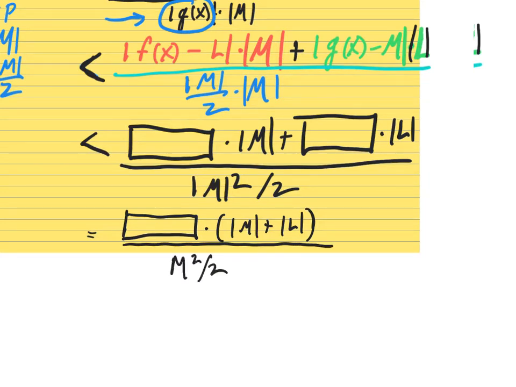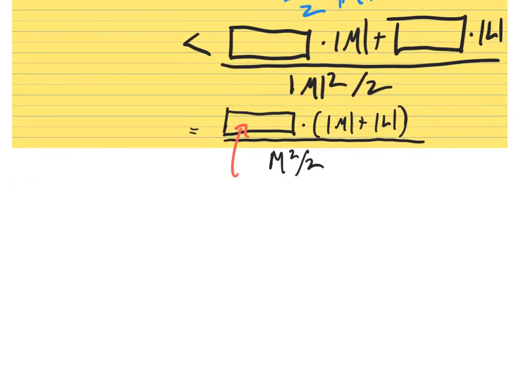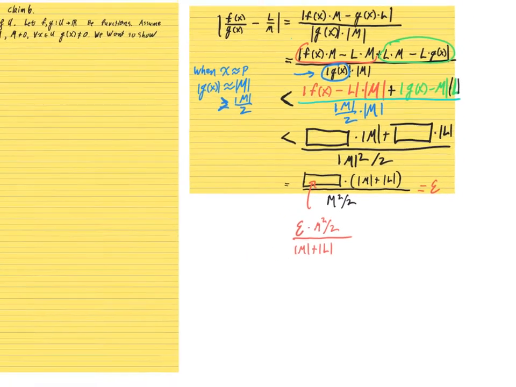Absolute value bars, if you square, the absolute value bars don't matter, so it's just m squared over 2. So now I can decide what I want to put here. I can put any positive thing I want there, and I want this whole thing to be epsilon. So in that space maybe I'll put epsilon times m squared over 2 divided by absolute m plus absolute L. That can be simplified, but I don't need to. So there's a sketch of how the proof will go.